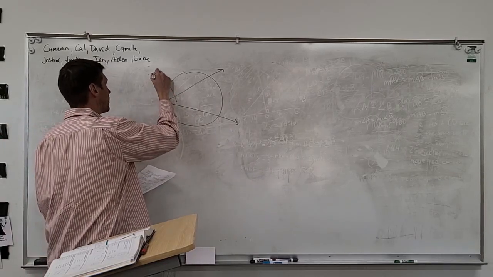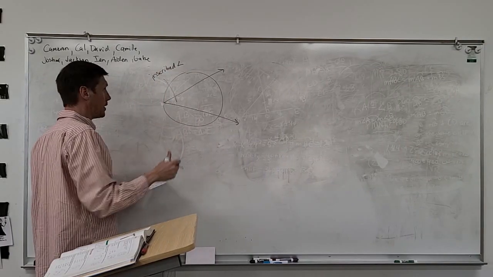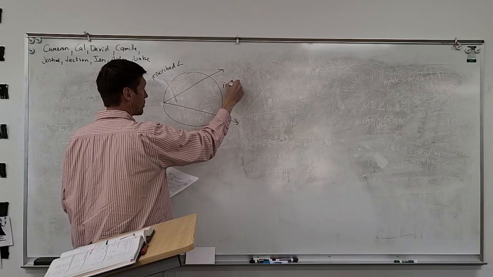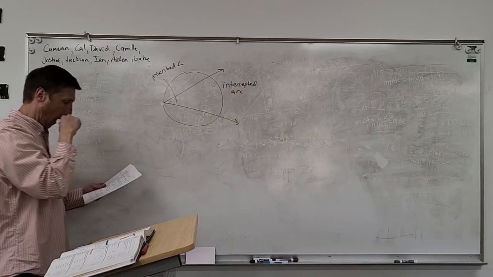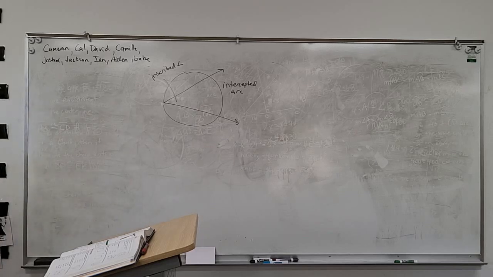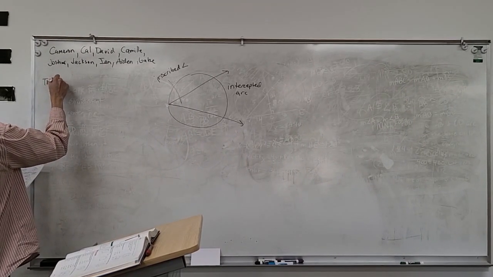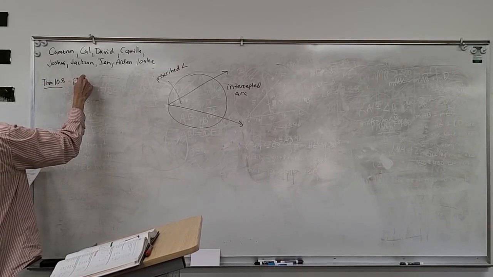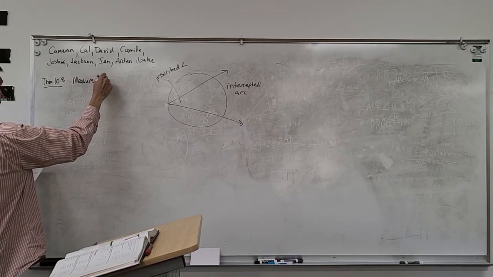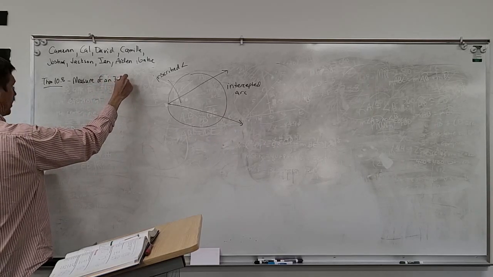So this is what we call an inscribed angle. All right, and this over here is what we refer to as the intercepted arc, the arc that's created by the inscribed angle. And so what theorem 10.8 tells us is, and this theorem is called, the measure of an inscribed angle.